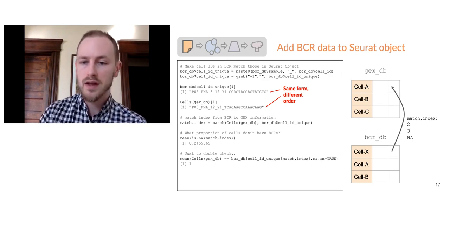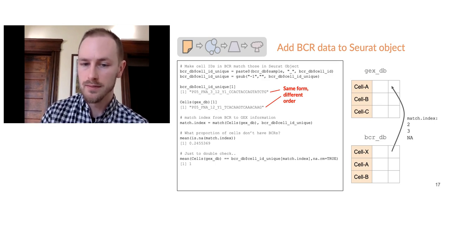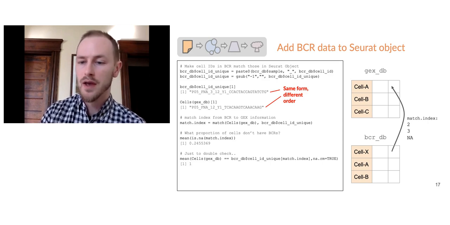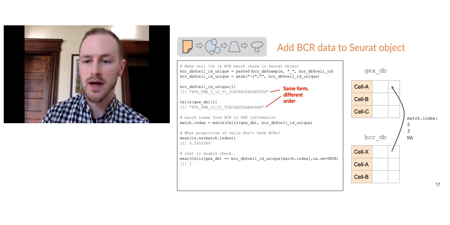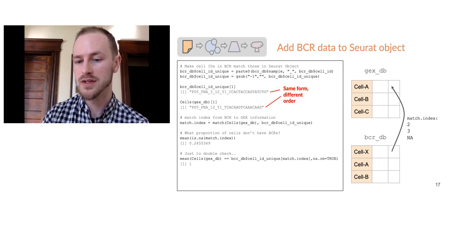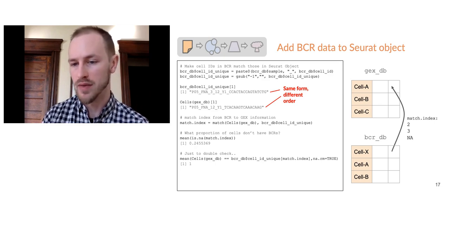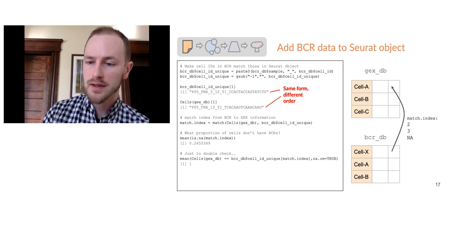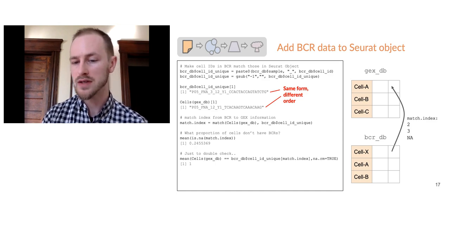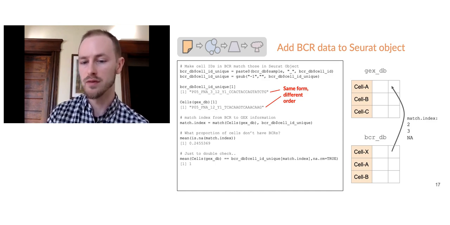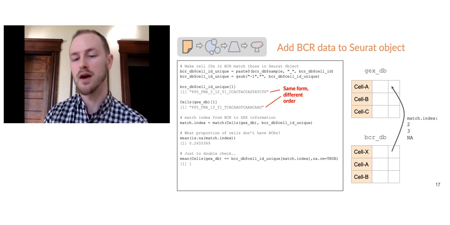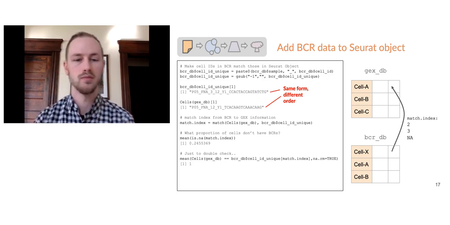So if we have cell A, B, and C in our gene expression database, and cell X, A, and B in our BCR object, the first index of this function would be 2, because cell A in our gene expression database matches to the second row of the BCR database. The next value would be 3, because cell B in our gene expression database matches to the third row of our BCR database. And the last row would be NA, because cell C in our gene expression database is not located in our BCR database.